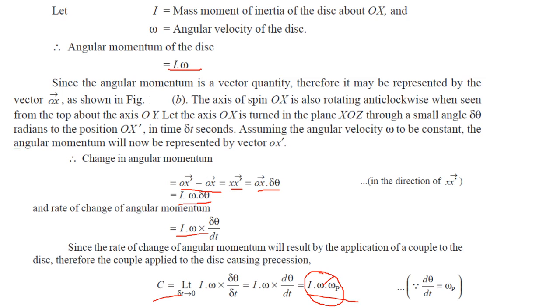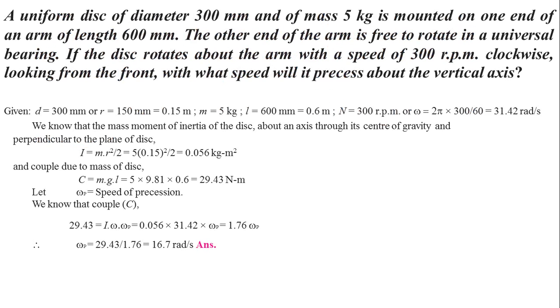So this is about the gyroscopic couple, and based on this, let us take a simple example of a disc. A uniform disc of diameter 300 mm is given, with a mass of around 5 kg, at an arm length of around 600 mm. How do we solve this type of problem when the other end of the arm is free to rotate in a universal bearing? Speed is given as 300 rpm.